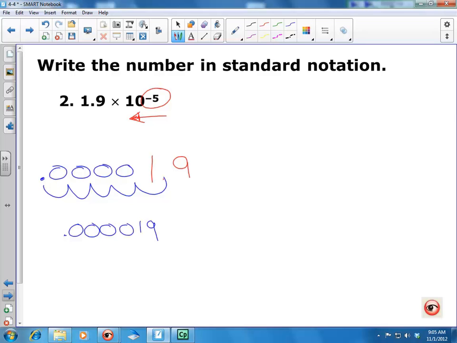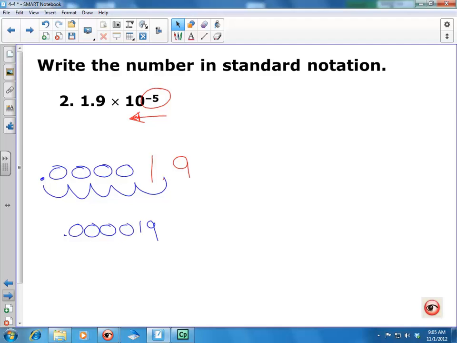Is it tenths, hundredths, thousandths, ten thousandths, hundred thousandths? Millionths. So I would say that'd be 19 millionths, or 0.000019. I like that one a little better, but that's just okay. Questions on how we get that? Questions on how we've done that so far?